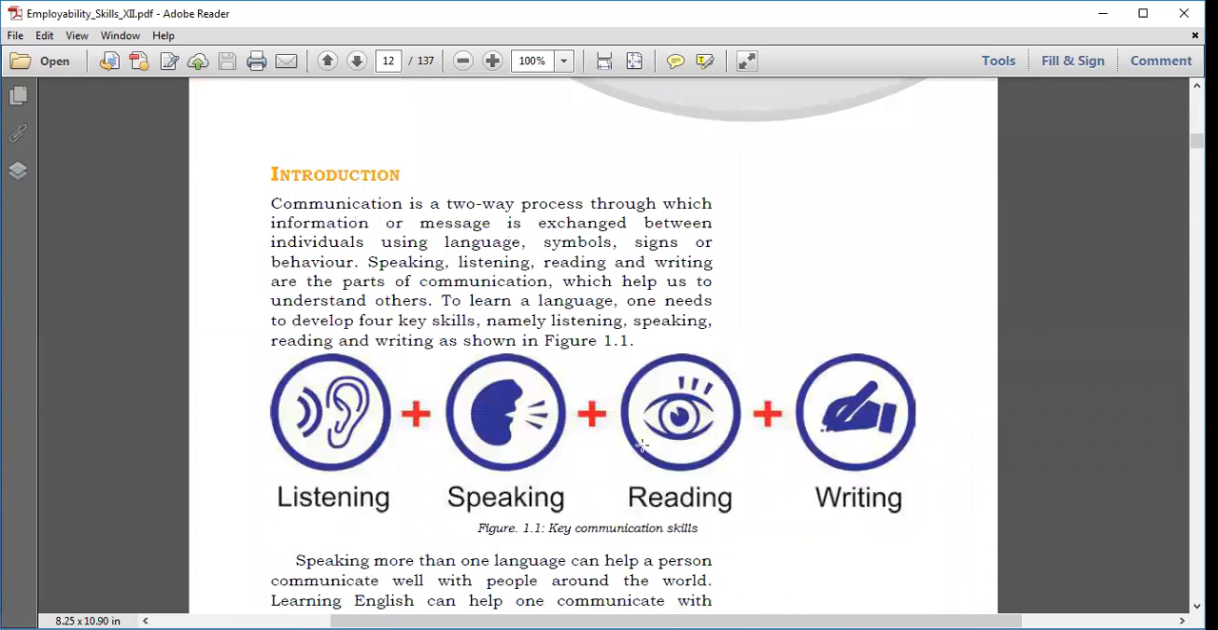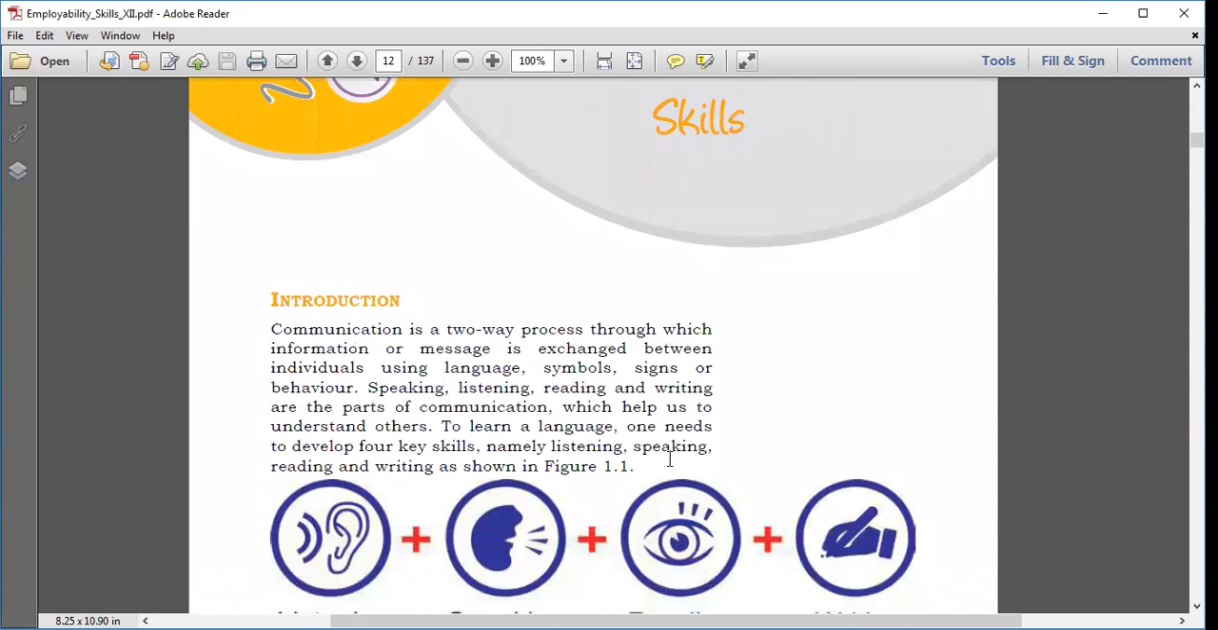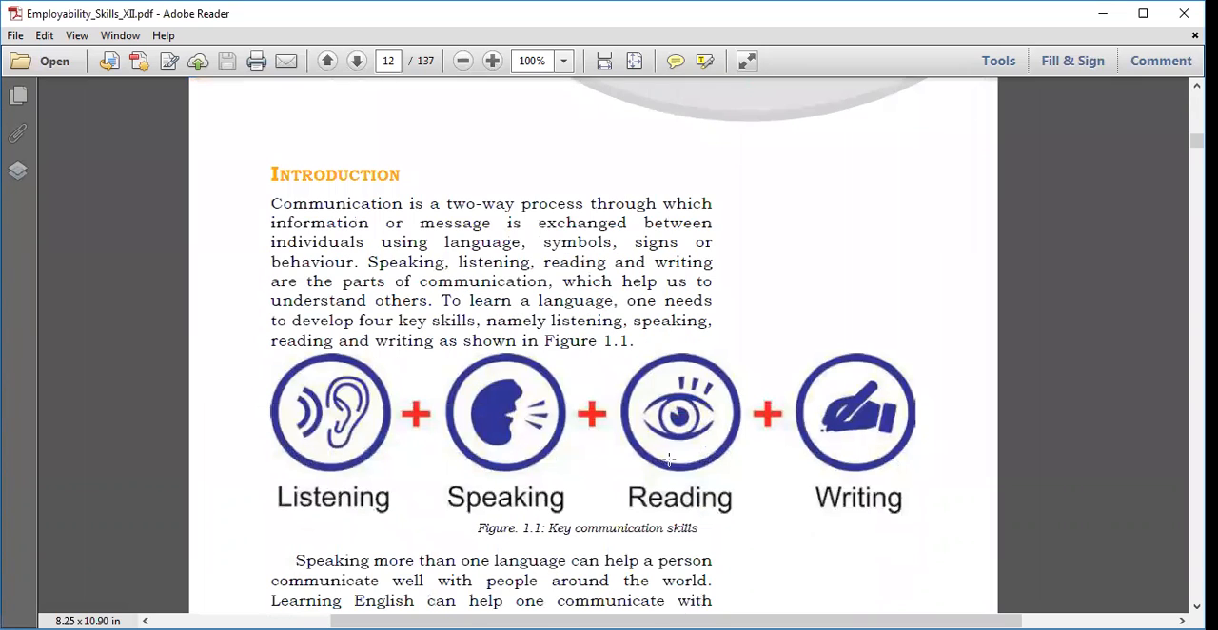Okay, now here, first of all, we should know what is communication. Communication is a two-way process through which information or message is exchanged between individuals using certain language, symbols, signs, or behavior. Right? So it's a kind of process in which information or message is being shared. It can be shared within one or two users or multiple users also, right? It can be like one person is talking to many people, or many people are giving response to one person. So it can be one to one or one to many also.